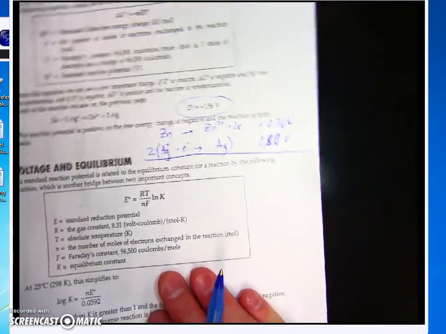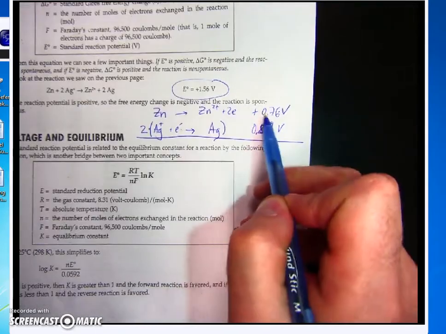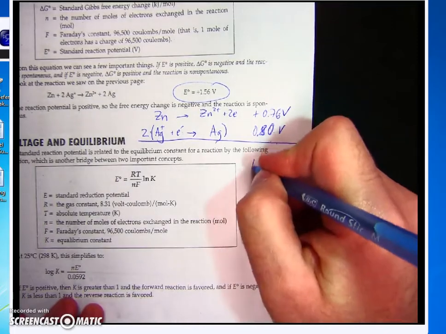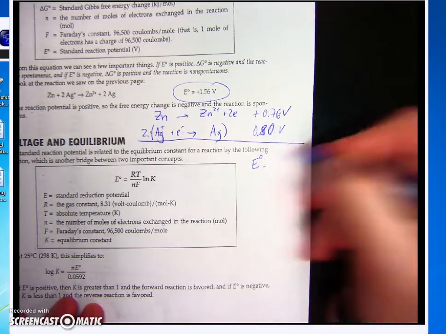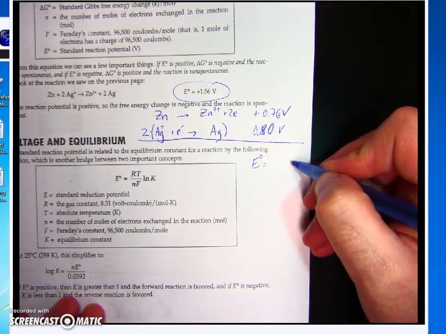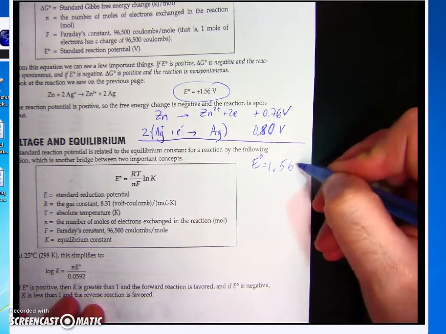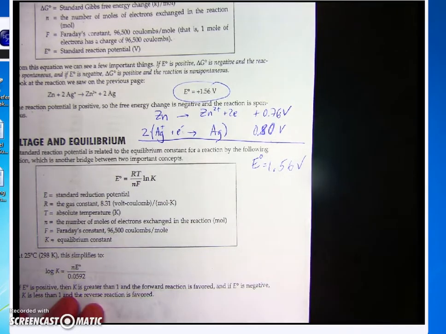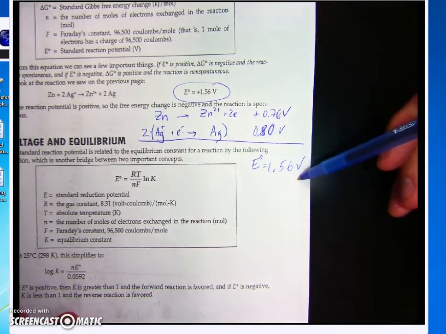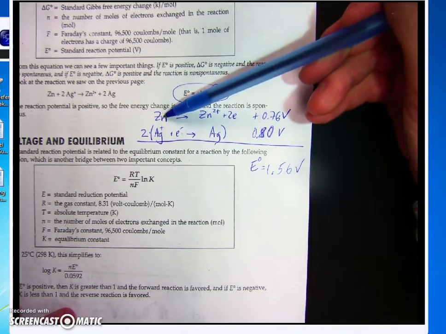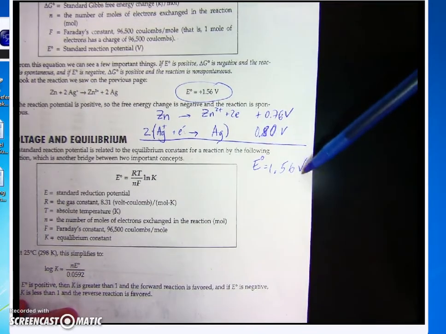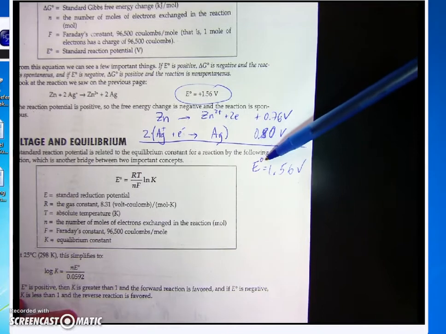Let me double check to make sure I have everything right. Positive 0.76, positive 0.80. The voltage associated with this particular reaction, therefore, would be these two numbers added up, which would be 1.56 volts positive. This would be something that we could use for a battery. We could pair the zinc with a silver ion. The resulting battery would produce 1.56 volts.